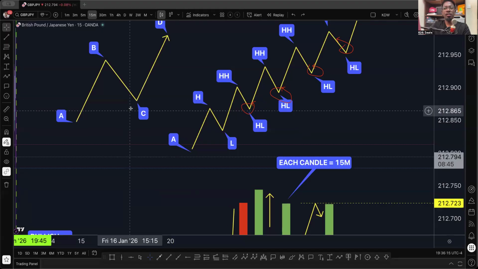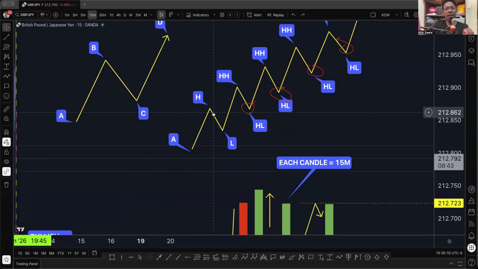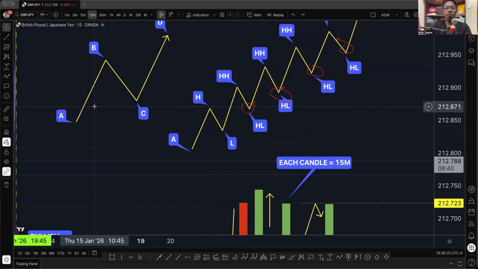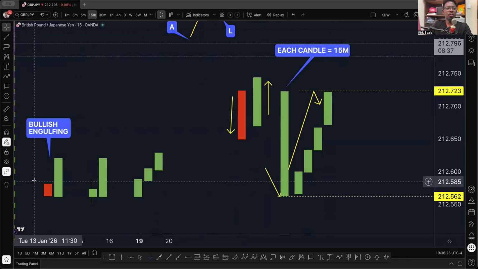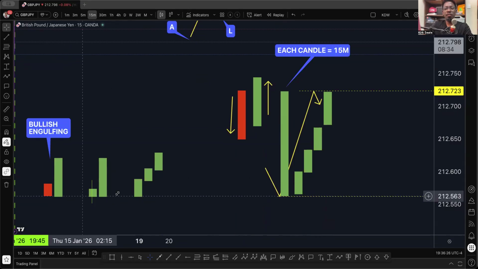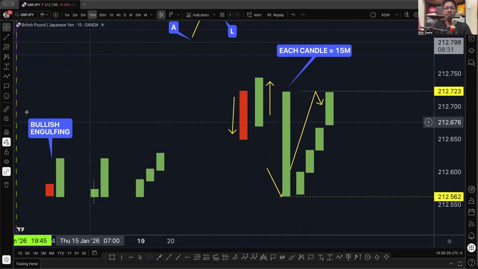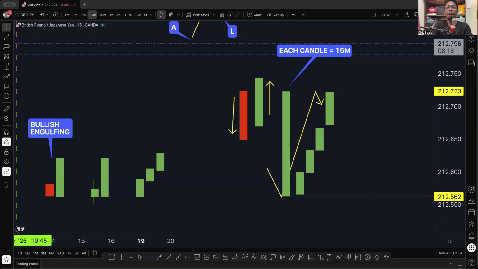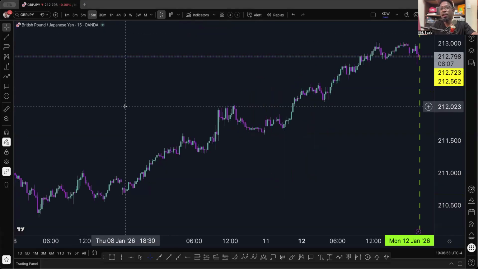We want to buy at the higher lows. But the thing that we're looking for is going to be those engulfing candles, right? Whether it is this type of engulfing candle, this type, or this type. All right. Now let's go hunting.